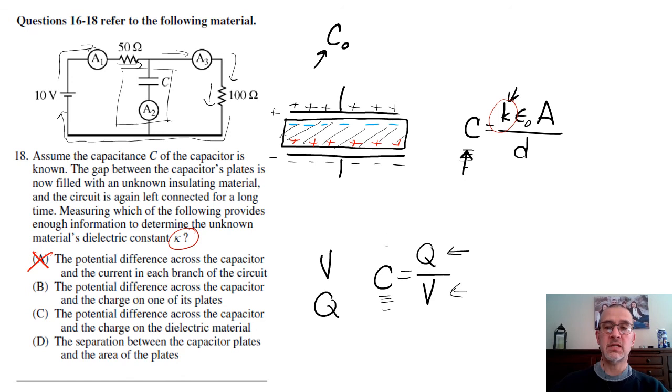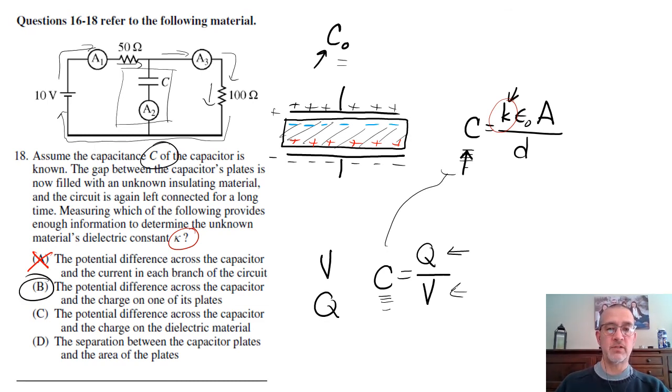With the voltage and the charge, we can indeed find the new capacitance, and that would let us calculate what K is, because we knew the initial capacitance from the previous part. So we can compare C to the initial capacitance and we can get what K must be. So B is looking like a pretty good option here.